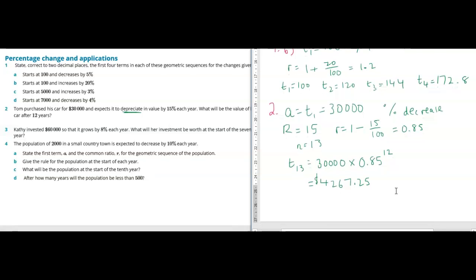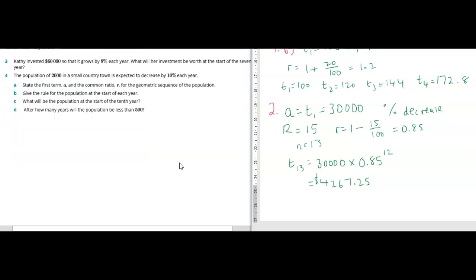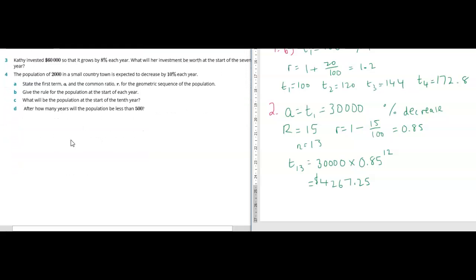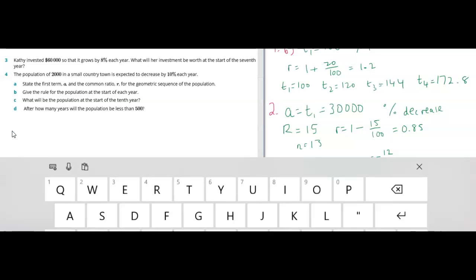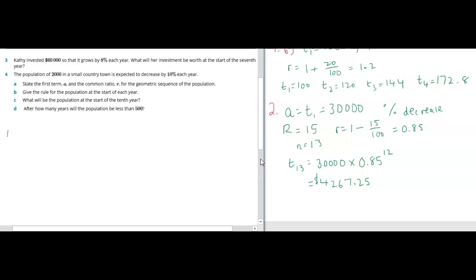All right, so question 3 and 4, I might just set those questions up for you over here. So Kathy invested, sorry, I knew that was going to happen. Question 4. Kathy invested $60,000, so T1 equals 60,000. It grows, so if it's growing, it's increasing. So we're doing a percentage increase.